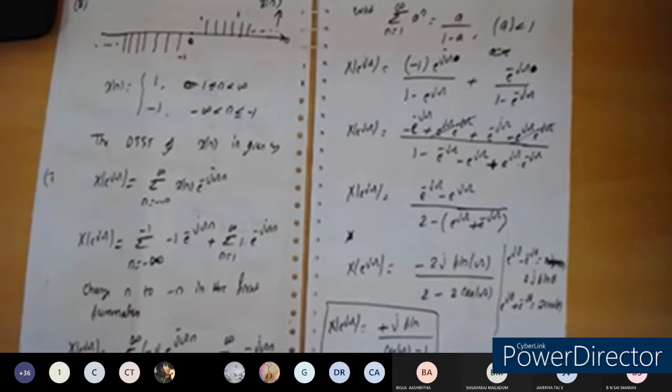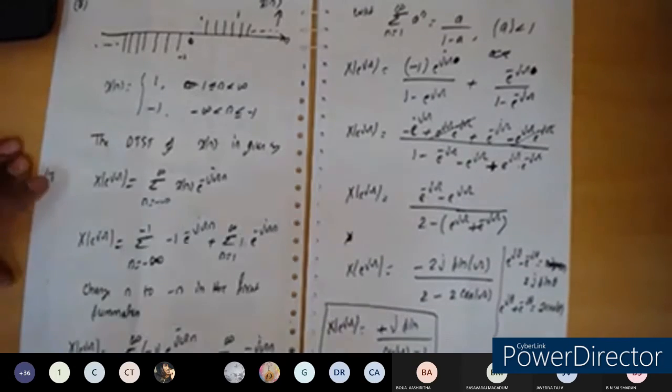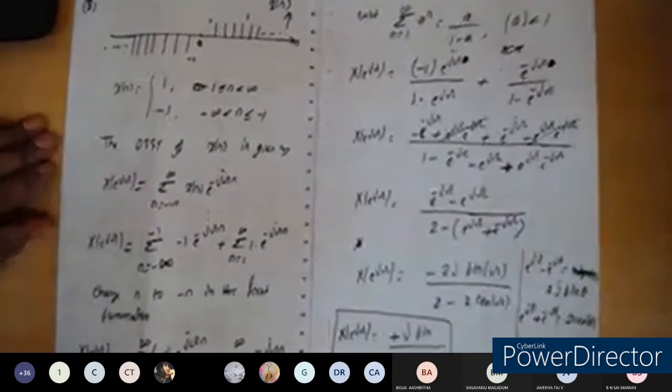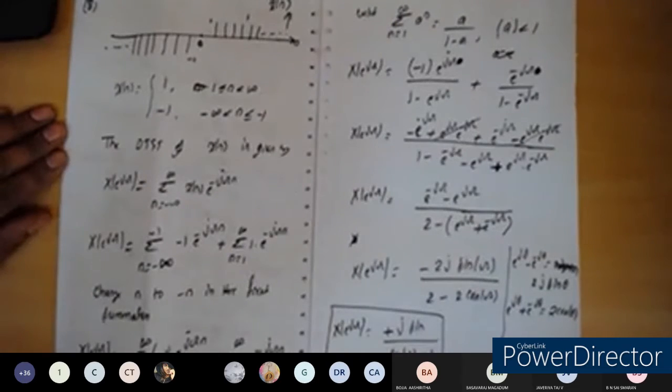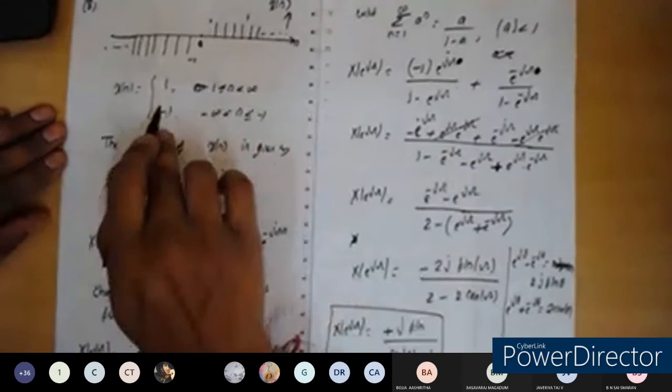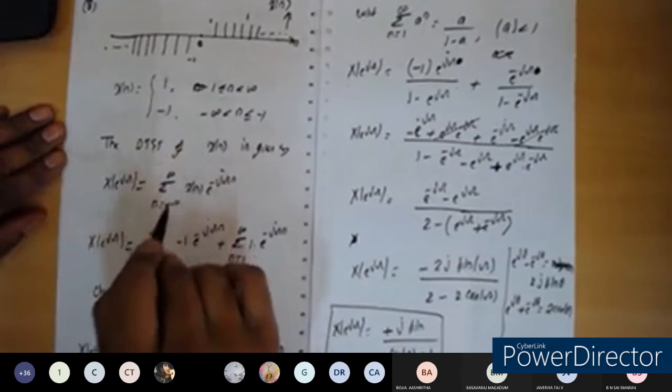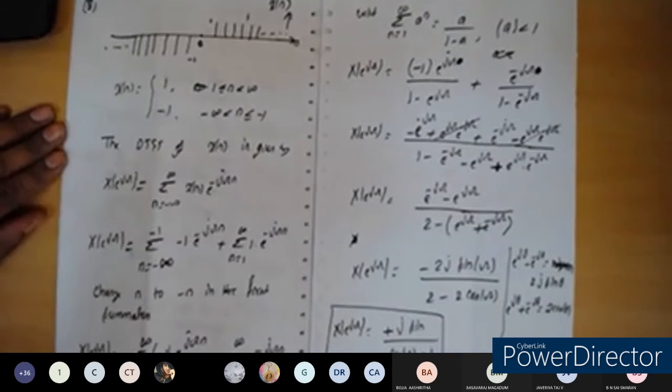Done, right? Fine. Let us take the next problem. Any doubts in this problem? So whenever the waveform is given, you have to convert it into the respective mathematical functions, and we can find the corresponding values like this.